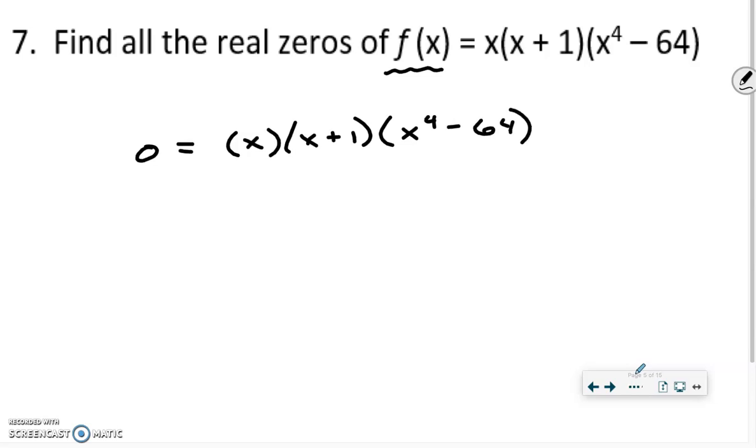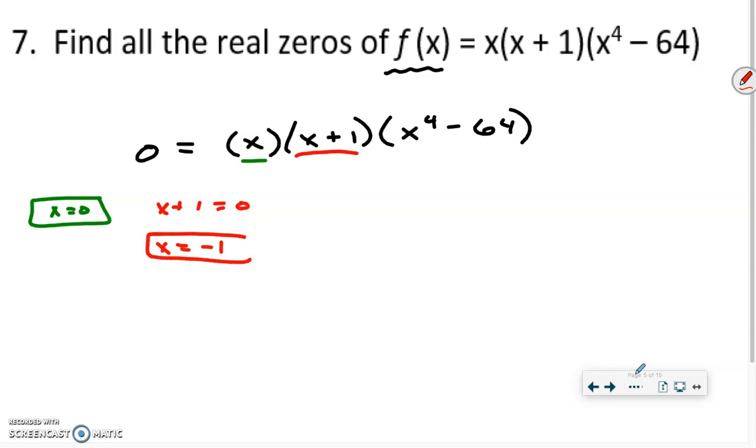Now, remember the way that we set this up is that if I'm multiplying, I'm just going to set each factor equal to 0. So I have x equals 0. Well, there's my first zero. Here we have x plus 1 equals 0, so I now know that x is equal to -1. Those were not the issue. The issue came here with x to the 4th minus 64.